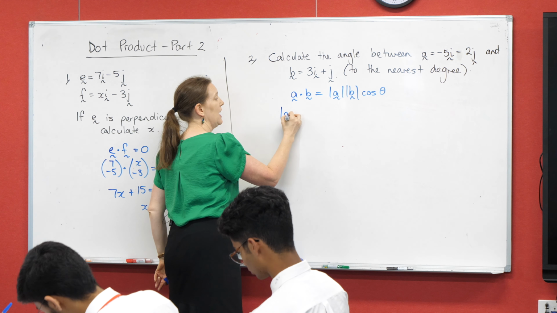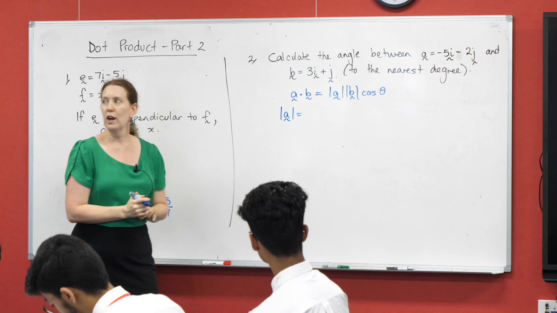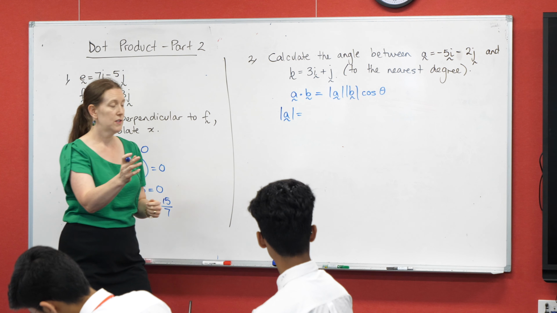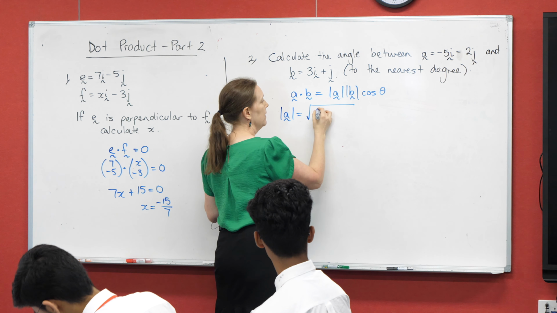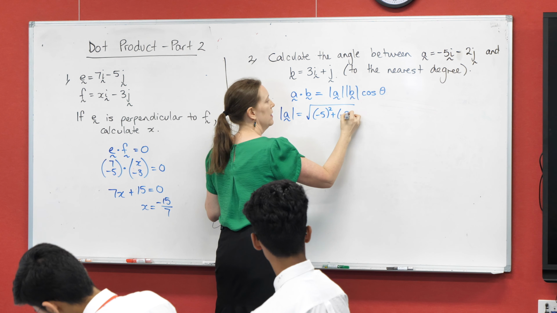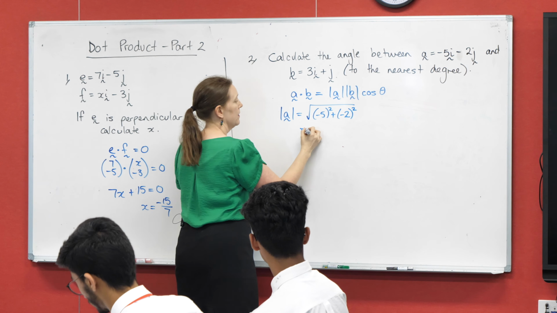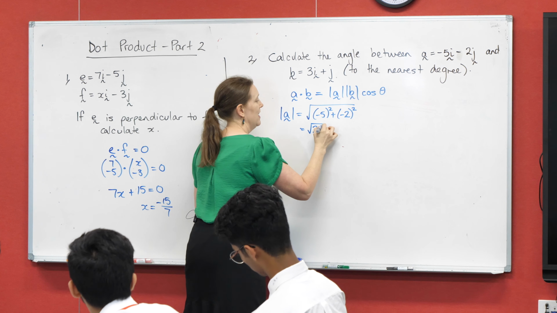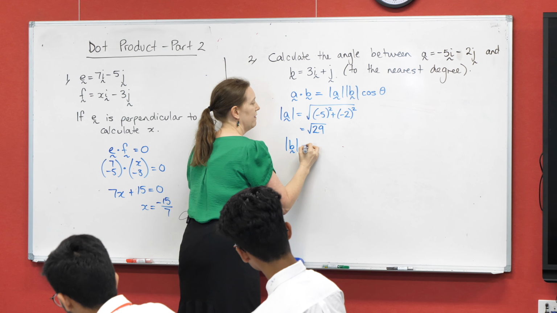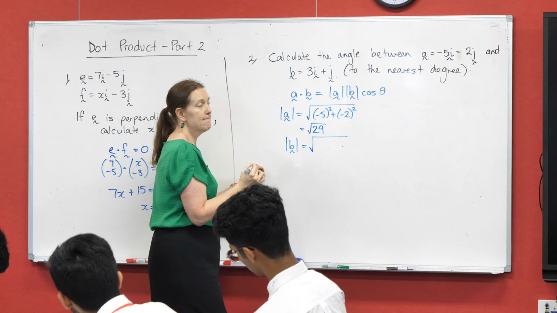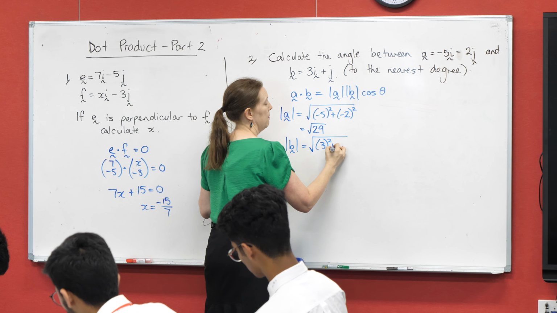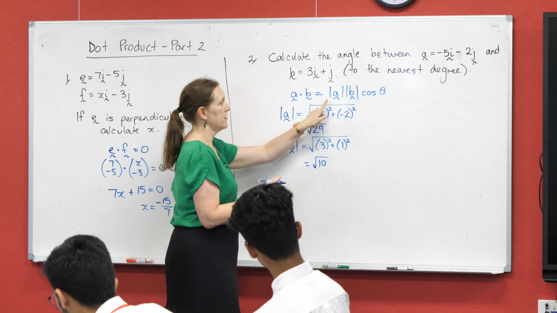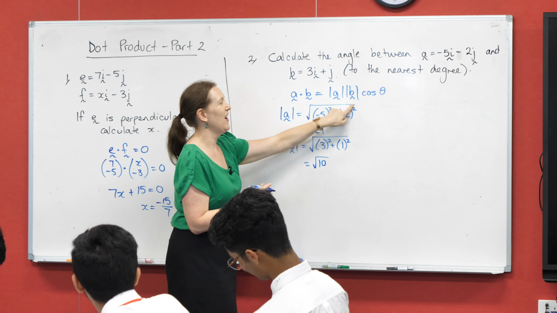So can somebody, other than those who've answered, tell me what is the magnitude of vector A? Square root of? Minus 5 squared. And what's this equal to? Varshan? Root 29. What's our magnitude of vector B? 3 squared plus 1 squared, which is root 10. So I've got this one and this one.